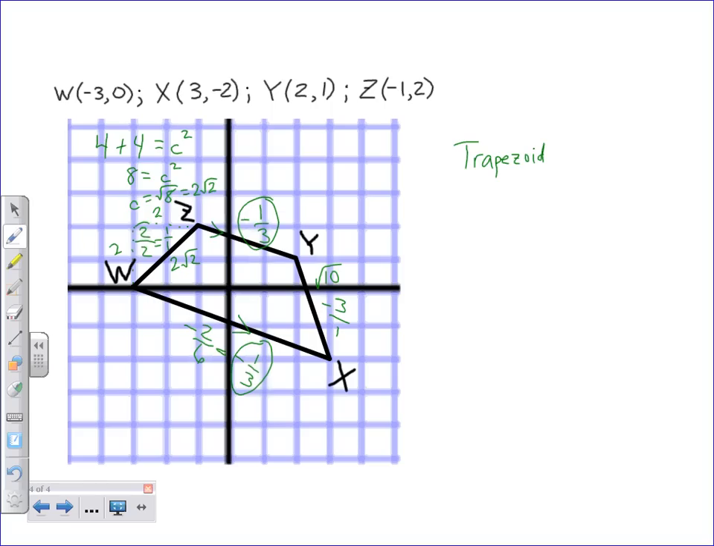We also know that XY is not perpendicular to ZY or WX because its slope is not opposite and reciprocal. It is the reciprocal, but it's not opposite. So it has to be both in order to be perpendicular. And WZ as well is not opposite reciprocal. So this is a trapezoid because it has one pair of parallel sides. And that is it for this part.